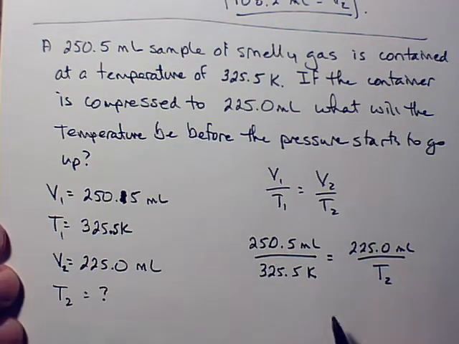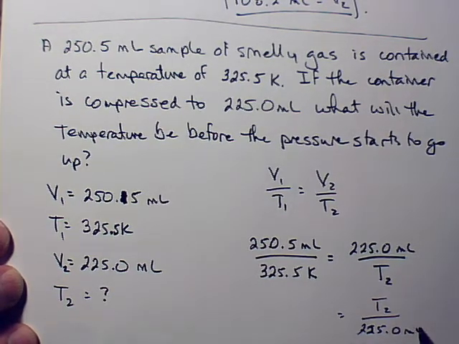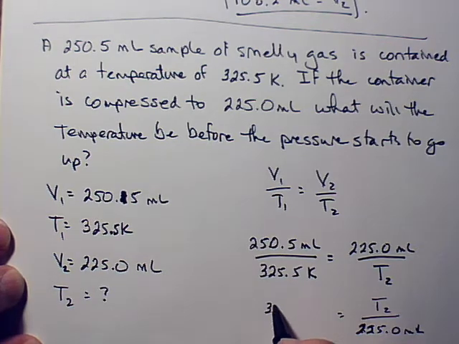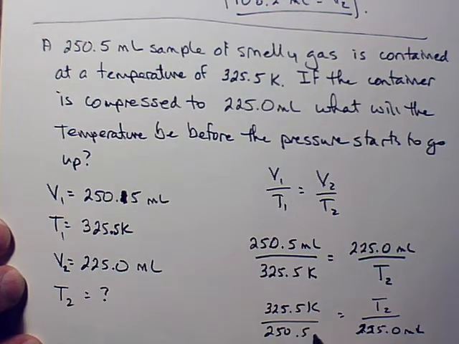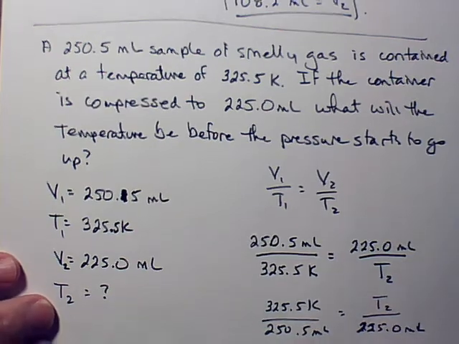I could show you the math, but the simple thing is we're going to say T2 over 225.0 milliliters. And over here, we're going to flip this side. If you flip one side, you got to flip the other side. So we're going to get 325.5 K over 250.5 milliliters. And that's how we're going to get T2 on the top. Does that make sense? And you can solve the rest. Multiply both sides by 225.0 milliliters. Okay, please solve that problem.